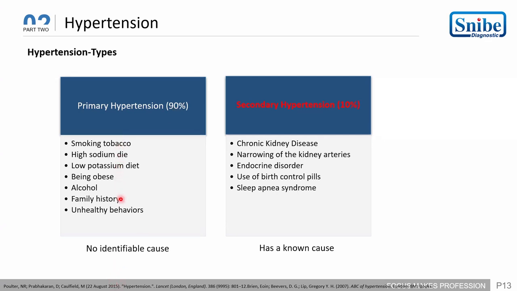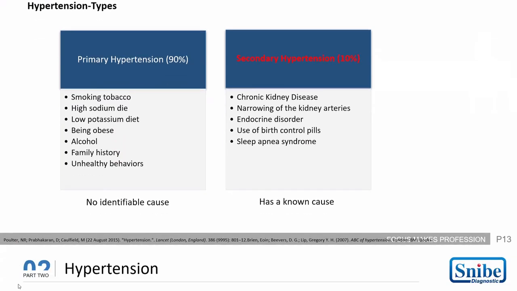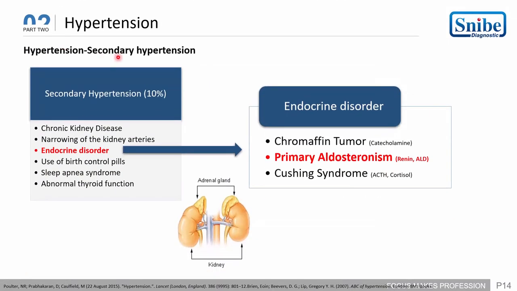So these are the risk factors. The more risk factors you have, the higher the probability of primary hypertension without any identifiable cause. Now, secondary hypertension is overall 10% of hypertension, which may include chronic kidney disease, narrowing of the kidney arteries, and endocrine disorder, and we have to focus on the endocrine disorder.